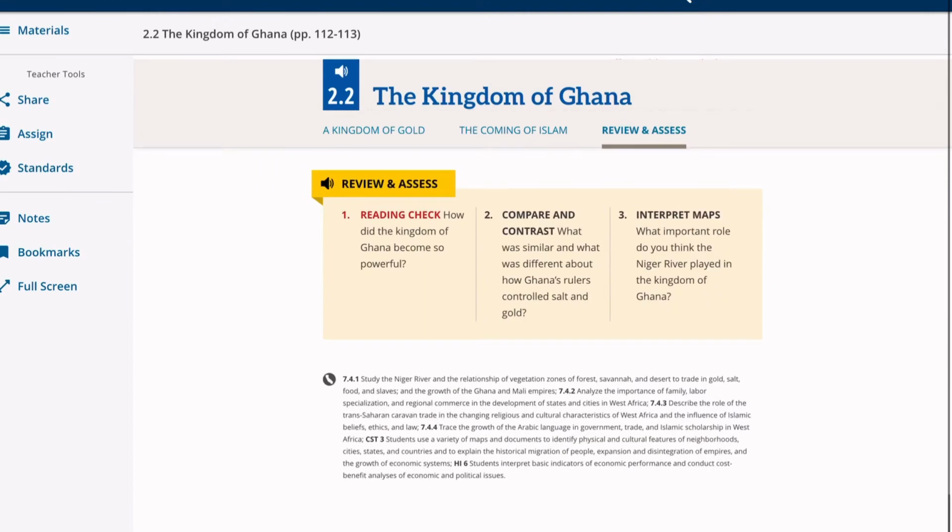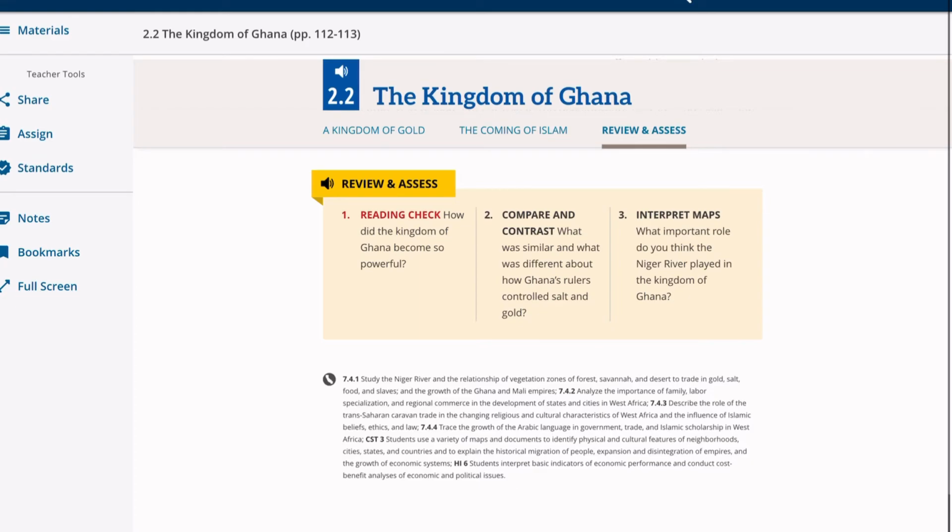Now, to summarize, number one, Ghana became powerful through trade. And number two, Ghana's rulers controlled trade of both salt and gold, and they controlled gold by controlling the mines and the salt by taxing it, and most of the time taxing it heavily. A lot of money was collected from those who were working in those mines.